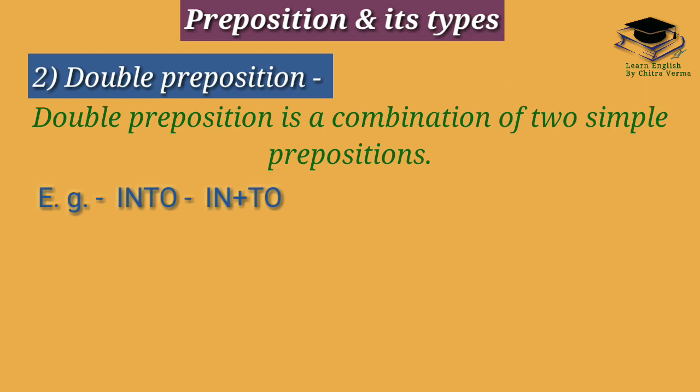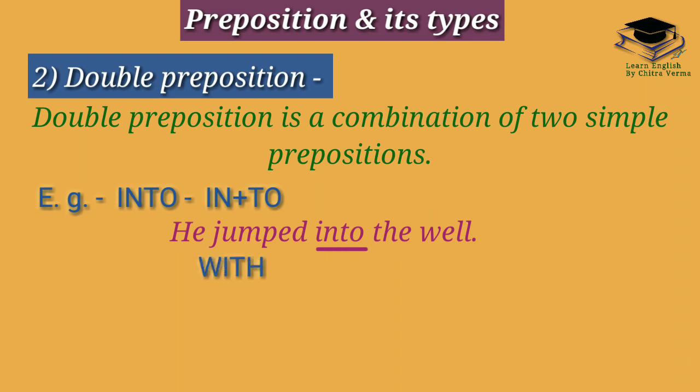Now let us form a sentence using this preposition. He jumped into the well. Well is a noun. Into is a preposition which is used before a noun. It is made up of two simple prepositions, so it is a double preposition. The next example is within. The preposition within is made up of two simple prepositions, with and in. So it is a double preposition.